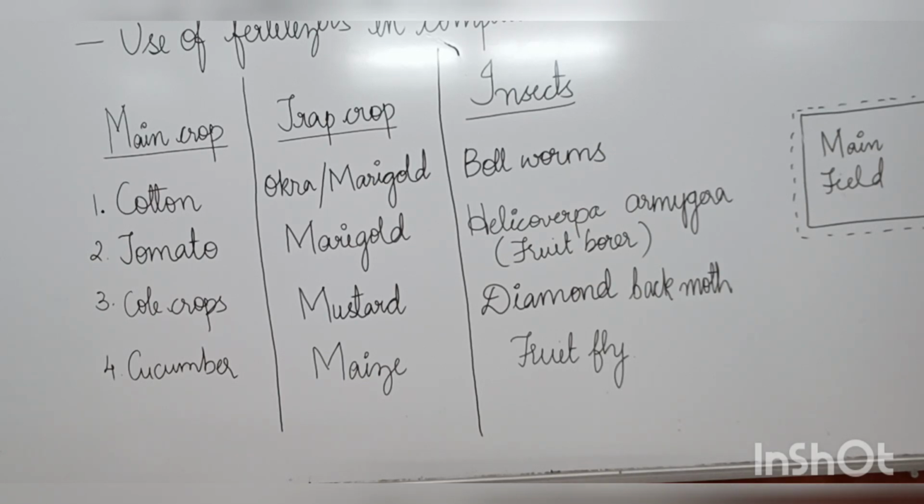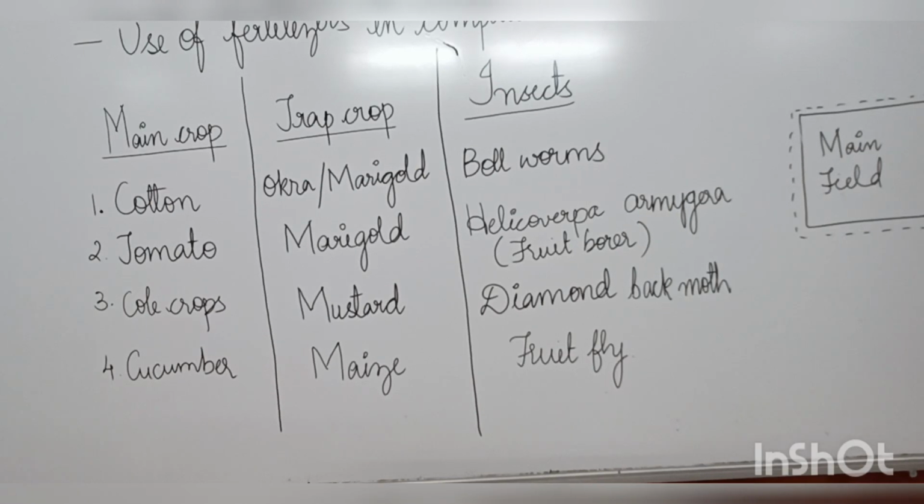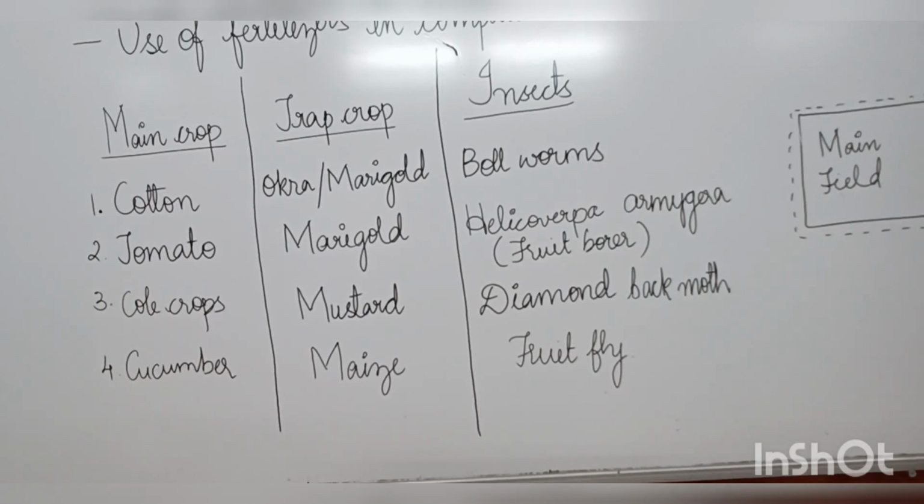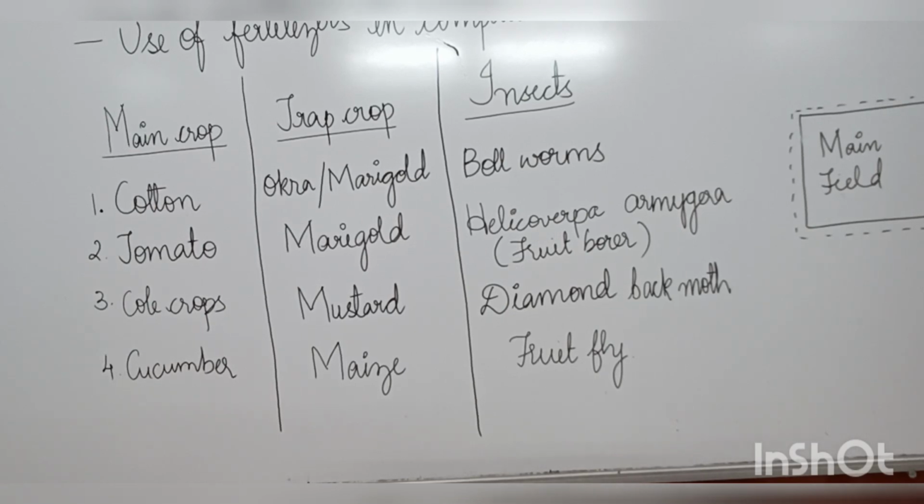And coming to tomato, in tomato marigold is used. And in chili also we can use marigold to control the infestation of Helicoverpa armigera, which is a fruit borer. And next one is in cole crops, mustard is used to control the insect diamondback moth. And in cucumber, maize is used to control the infestation of fruit flies.